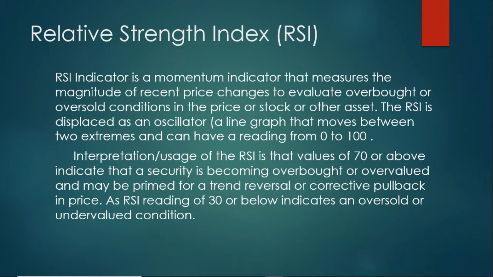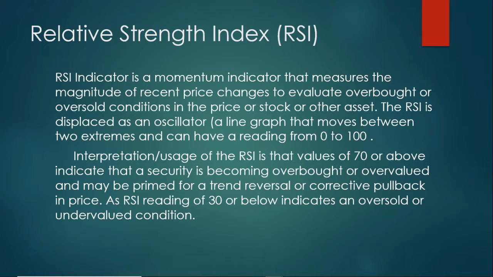Next, the RSI is displayed as an oscillator, a line graph that moves between two extremes and can have a reading from 0 to 100. That means the RSI value will lie between 0 and 100, and within those points the RSI graph will be revolving. The interpretation or usage of RSI is that values of 70 or above indicate that a security is becoming overbought or overvalued. The first point I told you was that the graph will be around 0 to 100.